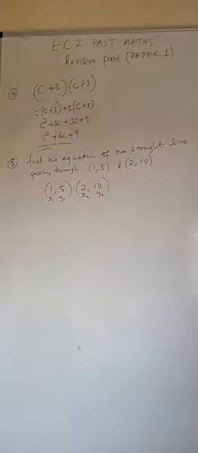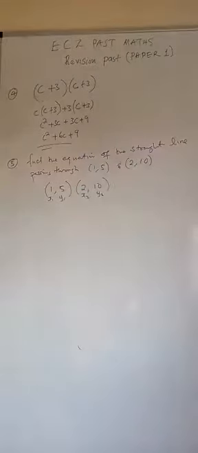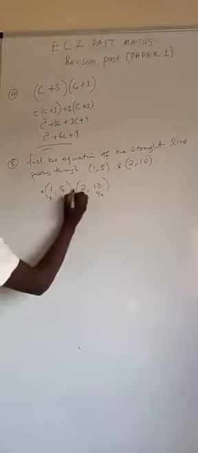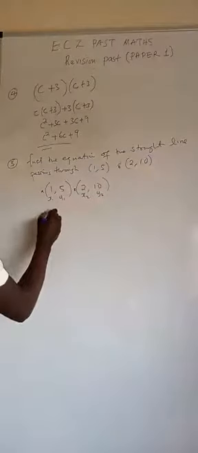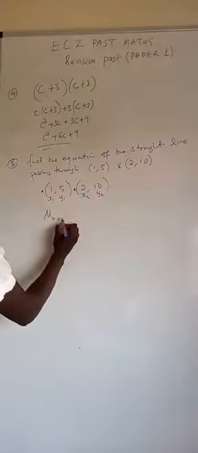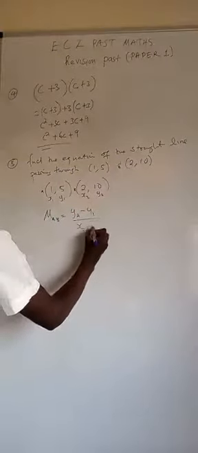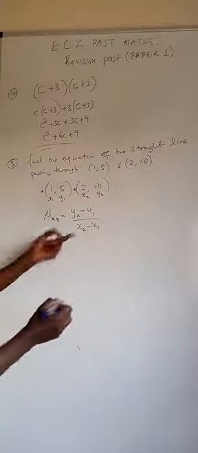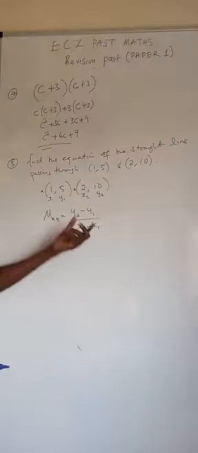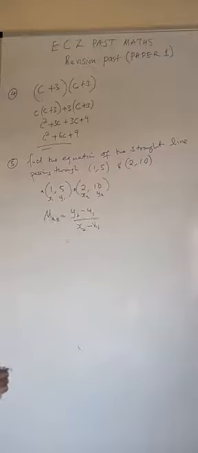That's the first step. The second step, you calculate the gradient of the 2 points. You can label them A and B if they don't have any letters. So this is my A and that is my B. M means gradient. The gradient of the AB line is equal to the difference in Y over the difference in X. Then you substitute the numbers into these letters.